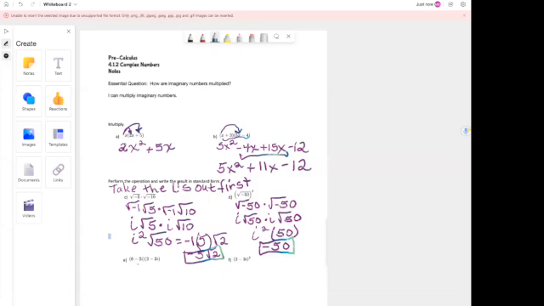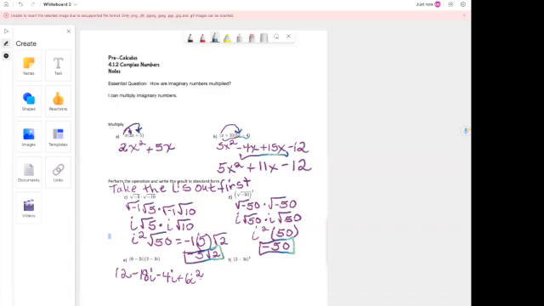Okay, coming down here. This should look familiar. In fact, this should look like problem B. We're going to do it the same way. We're going to use FOIL. 6 times 2, first times first, is 12. 6 times negative 3i is negative 18i. Negative 2i times 2 is negative 4i. Negative 2i times negative 3i is plus 6i squared.